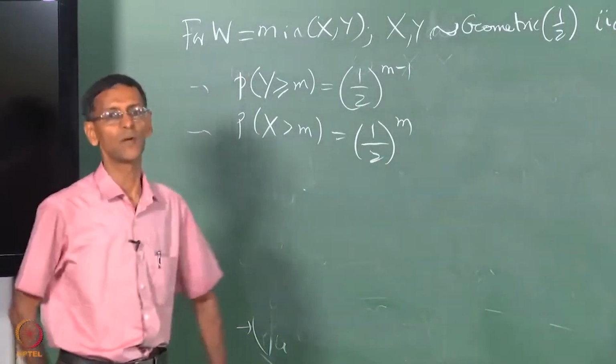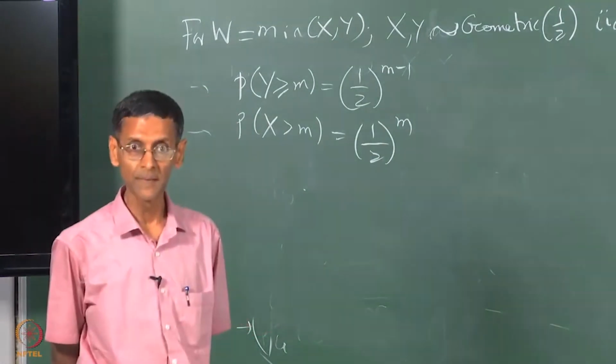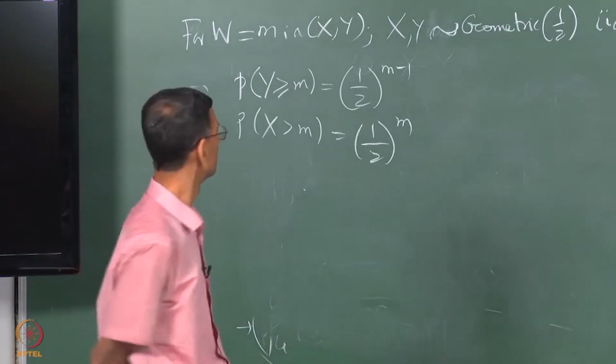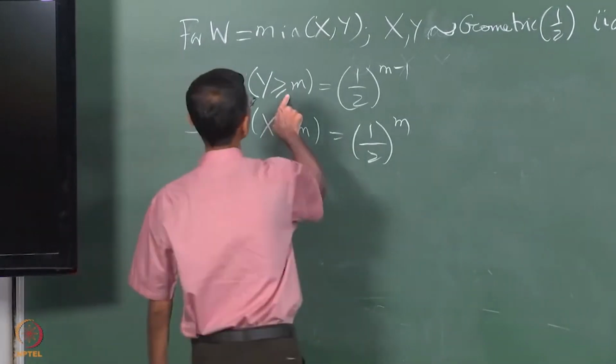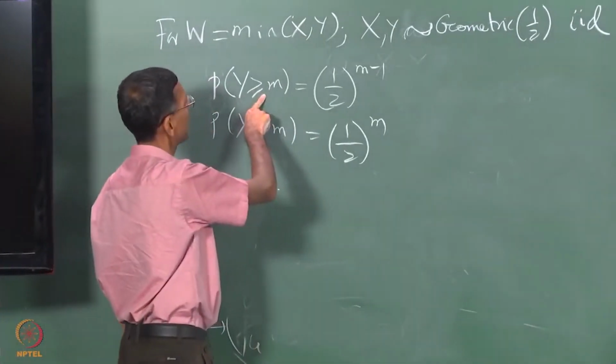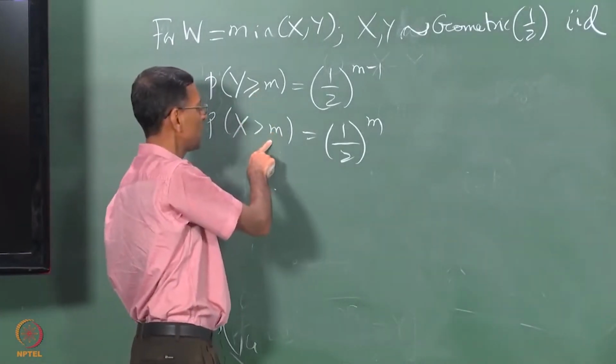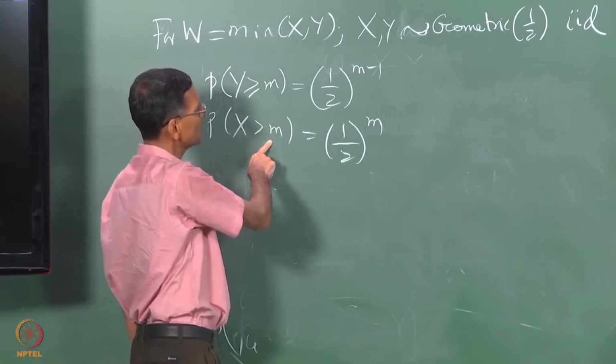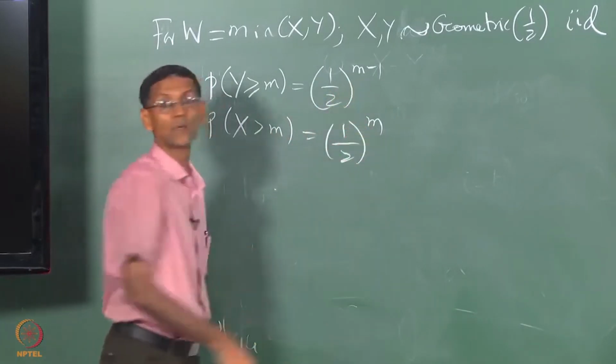These things come from the geometric distribution. Remember we did this earlier? Did we or did we not? I am sure we did it. This is the probability that there is no success up to the trial m minus 1. This is the probability that there is no success up to the trial m, including m. So that is why you get m minus 1 here, you get m here.